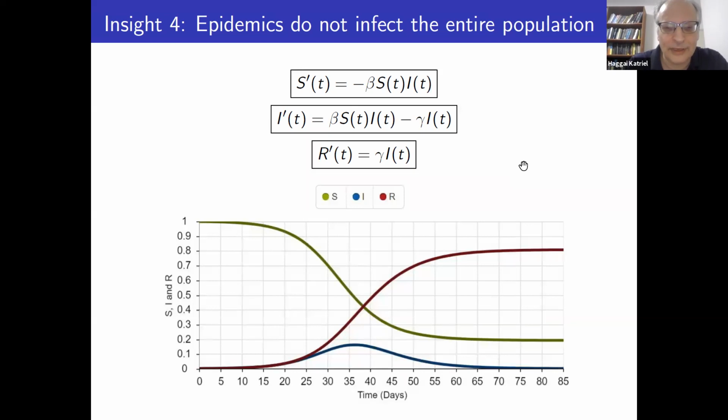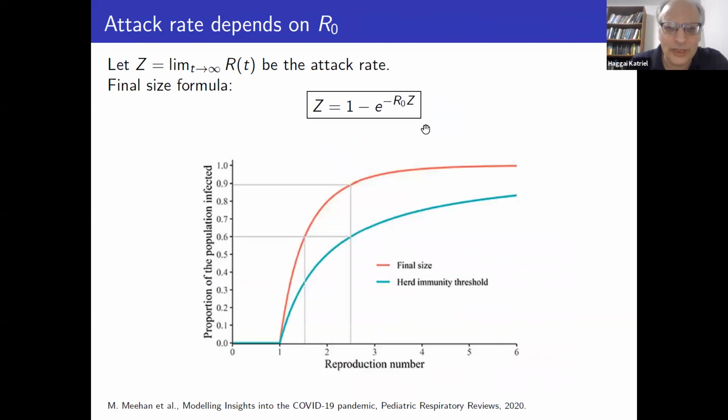The epidemic dies before infecting everyone, and there's even this so-called final size formula, which you can derive very simply from the differential equation. Z is the total fraction of the population infected, called the attack rate. And you have this transcendental equation, which you can solve. It depends on R naught. For every R naught, you have a different final size. Here you see a graph of the final size as a function of R naught.